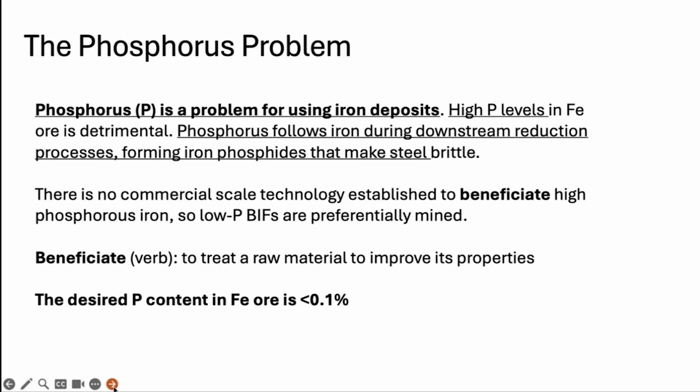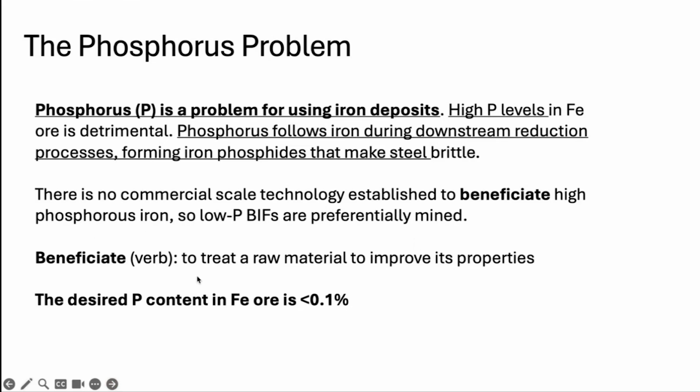So it makes iron phosphides that make steel brittle. So there's no commercial scale technology established to beneficiate the high phosphorus iron. So there's a new word. We should talk about what beneficiate means.